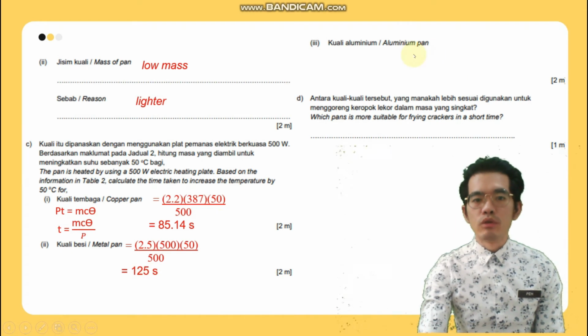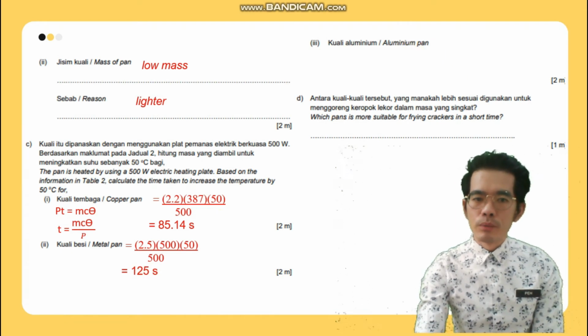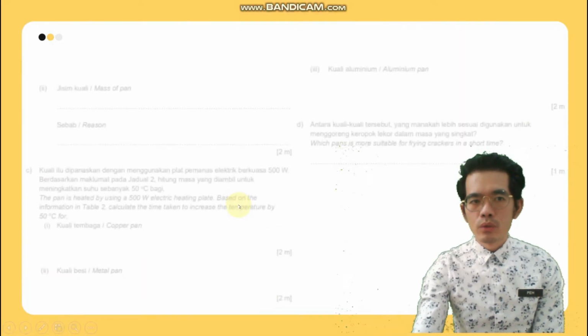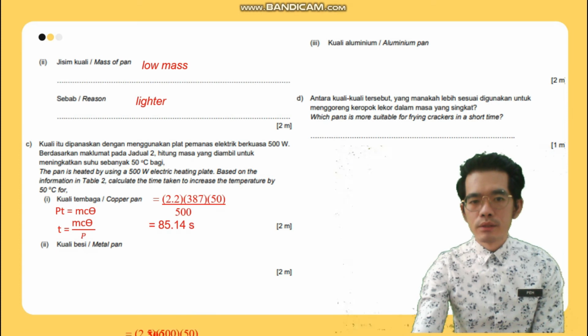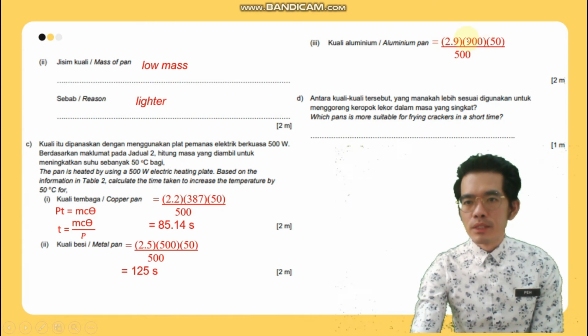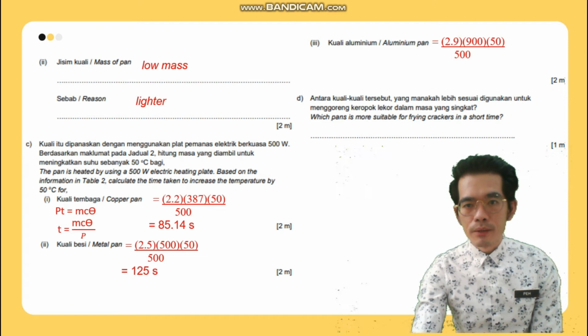And the last one is referring to aluminium. Okay, aluminium. So we look at table 2 again. So the mass is 2.9 and the specific capacity is 900. Okay, so in the same way, we substitute mass 2.9, specific capacity 900, and then the value of temperature is 50 and the power is 500.